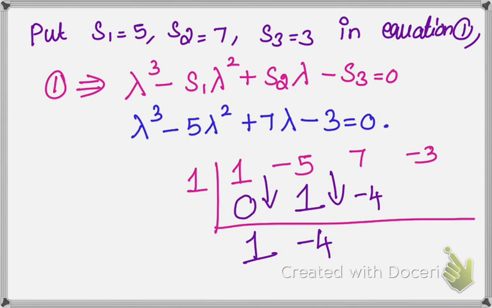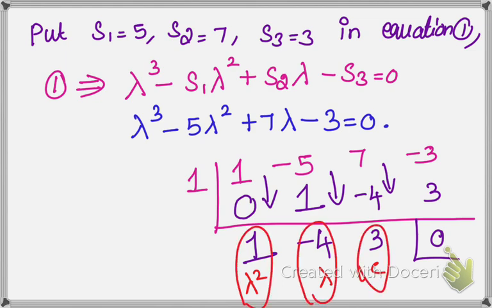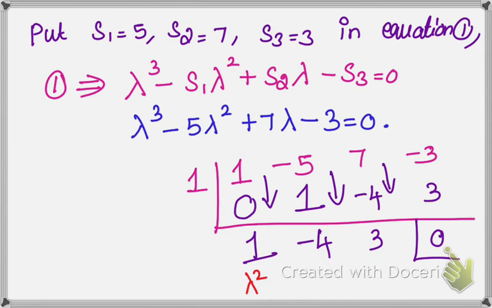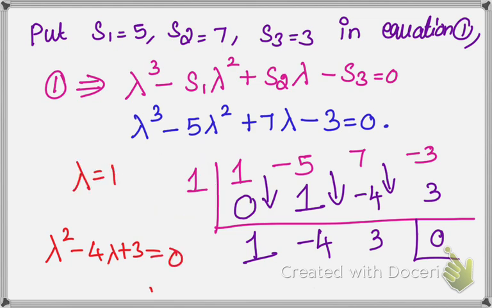Now you are adding these two terms. 7 minus 4 is equal to 3. Now 1 times 3 is equal to 3. Now 3 minus 3 plus 3 is 0. The value is 0. Now this can be considered as lambda square times, this is lambda times, this is the constant. Now you multiply with lambda square, lambda and constant. You get the equation lambda square minus 4 lambda plus 3 equal to 0. Here we get one answer, that is lambda equal to 1. So we found one value, lambda equal to 1.